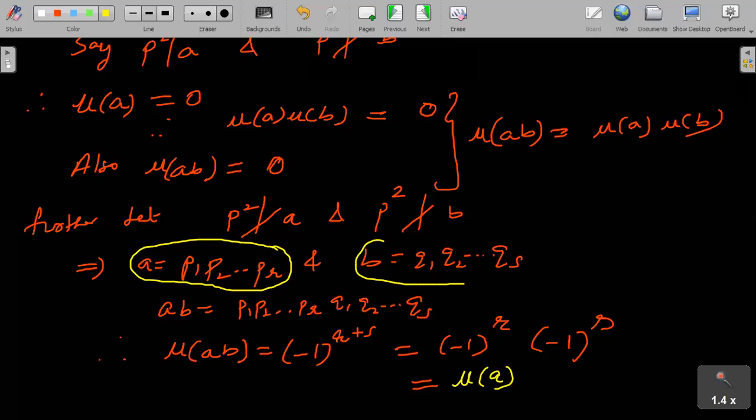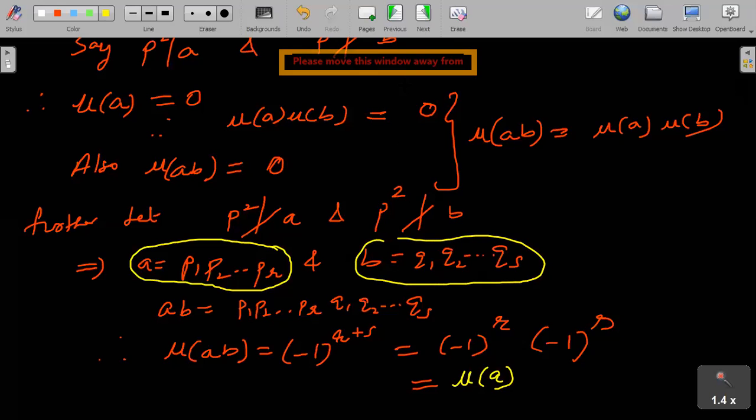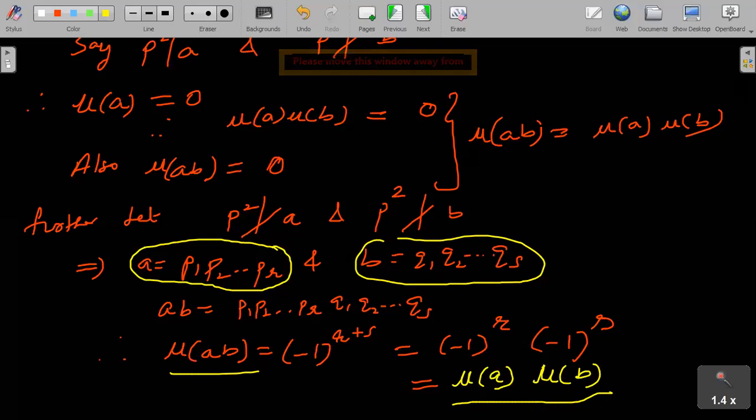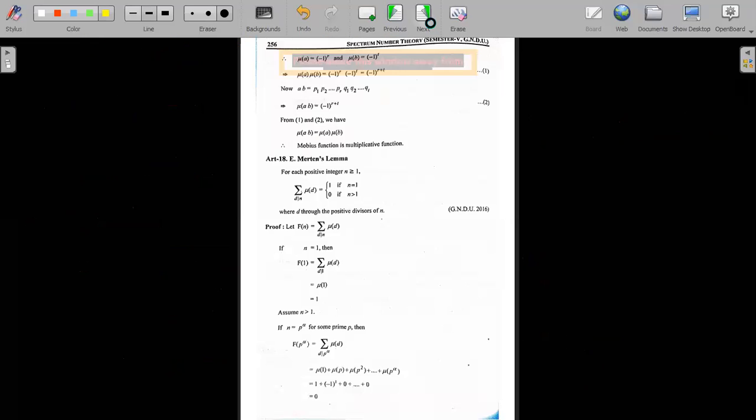And similarly, B में कितने एलिमेंट्स थे, Q1 Q2 QS. Right? So in any case, mu of AB is equal to mu of A into mu of B. So therefore, the function mu is a multiplicative function. But is it clear, all of you? Yes, ma'am. Those who have joined late, we have just started with the Mobius function.